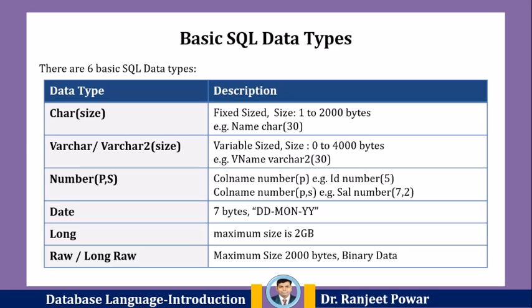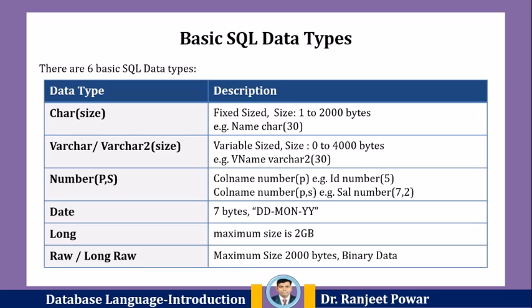The next type is the long data type. This data type is used to store variable length character data. The maximum size is 2 GB. Only one column in a table can have the long data type. That column should not contain a unique or primary key. The column cannot be indexed.